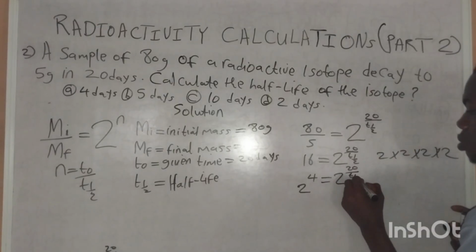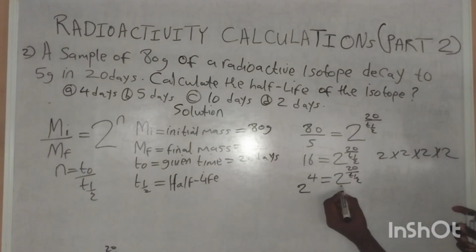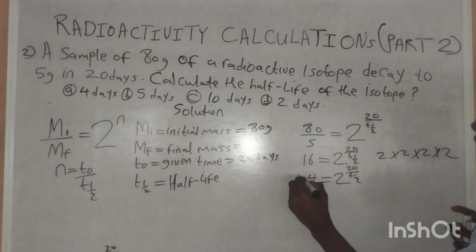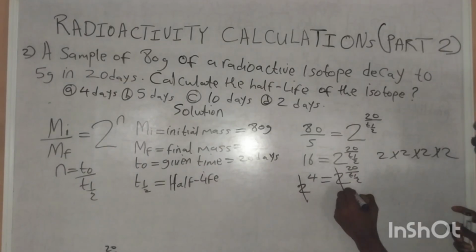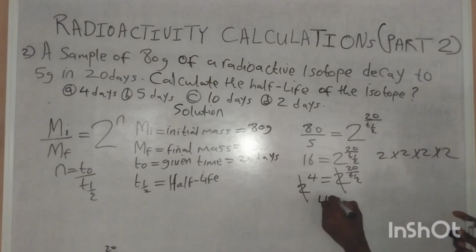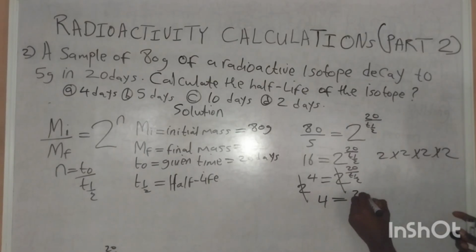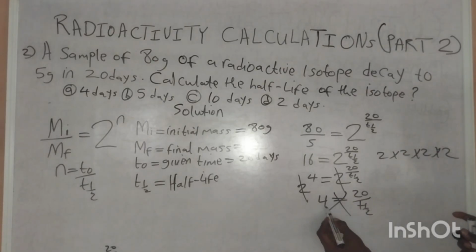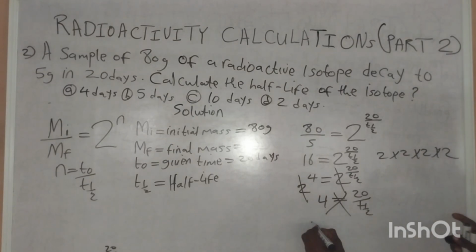Now, when the two bases are the same, they strike out. So the 2 here cancels the 2 here. From here, it becomes 4 equals 20 over half-life. Now from here, we cross multiply. So 4 times our half-life equals 20.